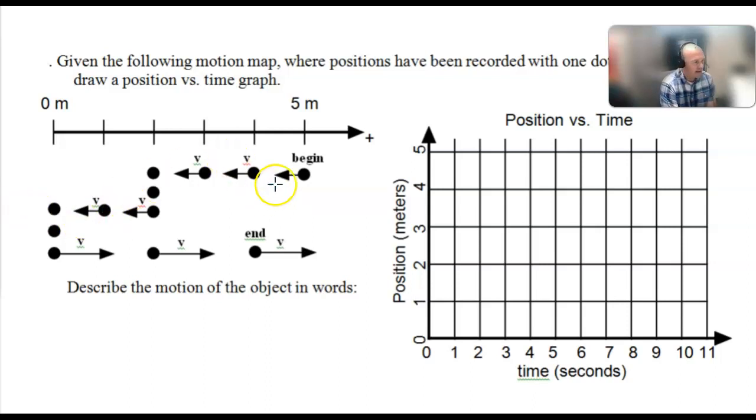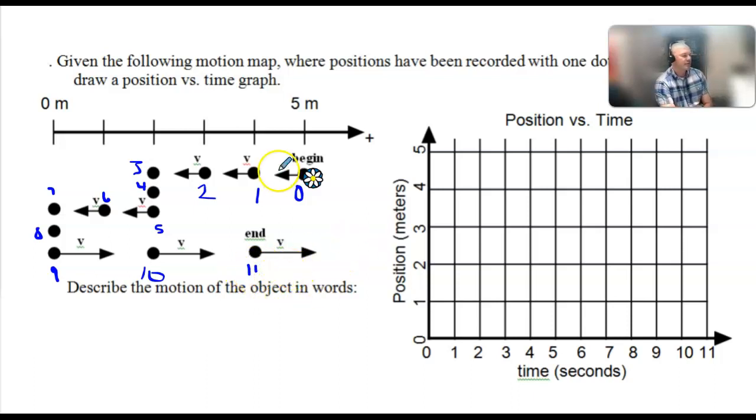So we have our motion map. I'm going to just label these with, so this is our beginning. So this is like 0 seconds, 1, 2, 3, 4, 5, 6, 7, 8, 9, 10, and 11. And if we're describing in words, I'm just going to talk it through. So it looks like it's beginning at positive 5 meters, and the object moves to the left between 0 and 3 seconds, and it moves from positive 5 to, this is like positive 2.